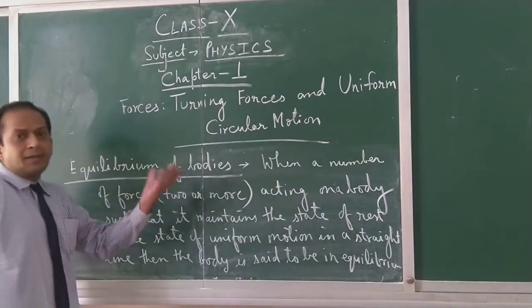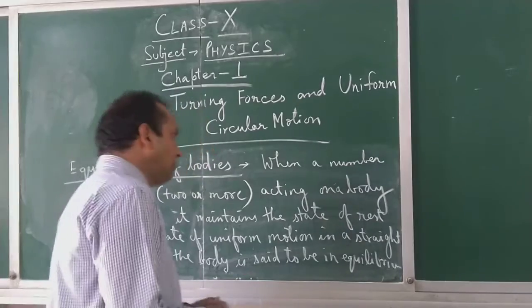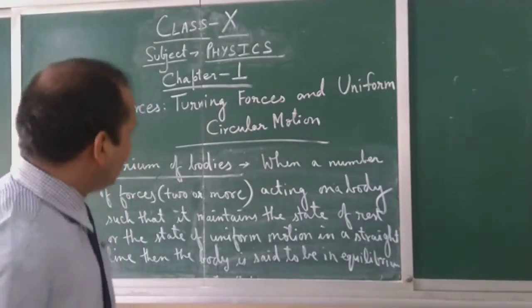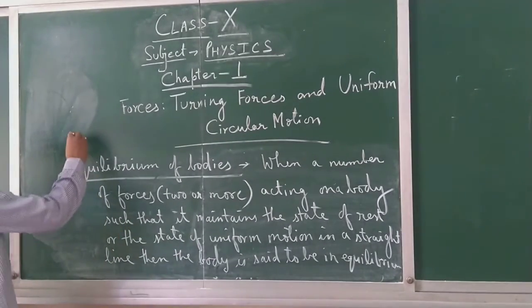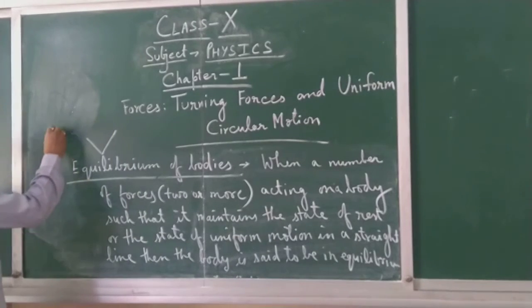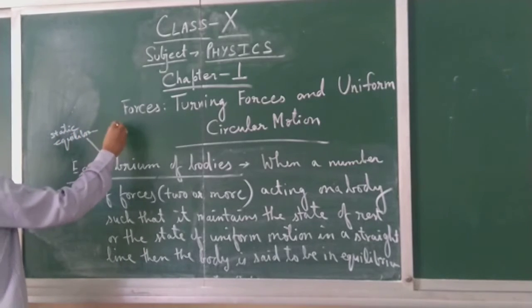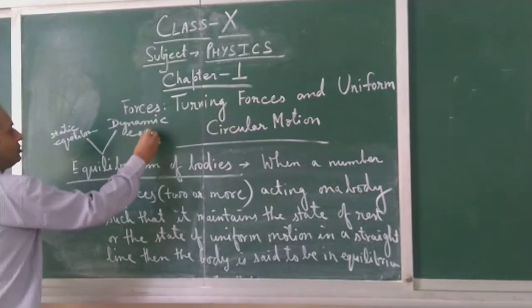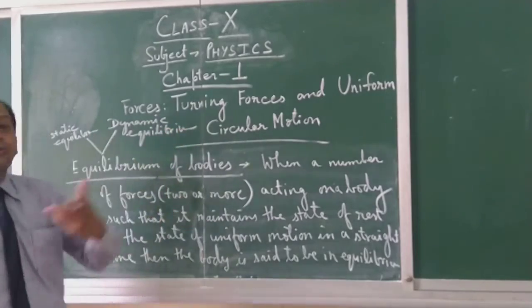When I am talking about equilibrium of bodies, there are two types of equilibrium: static equilibrium and dynamic equilibrium. Two types, children. I am not rubbing it for a reason. You do not have to learn them separately. From here only you can get those two.